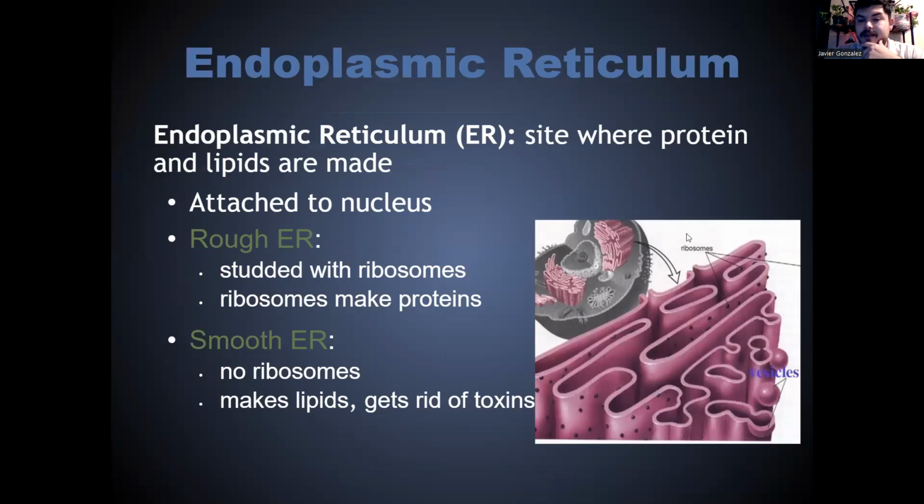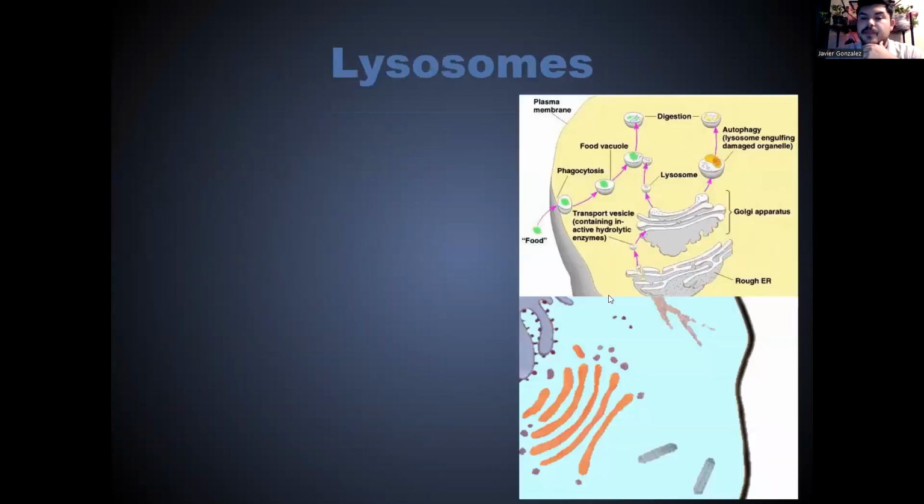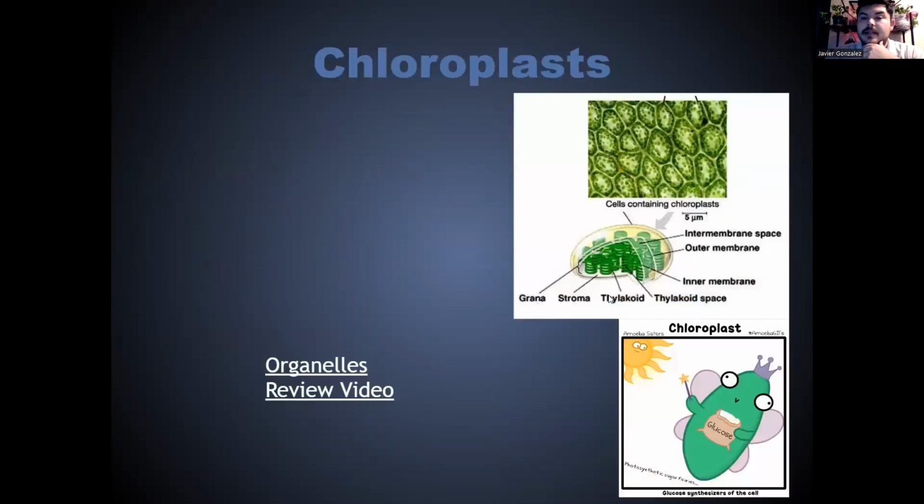Right here, we have a spherical cell. That's how you can tell it's an animal cell as well. But also the nucleus is more in the center. It's not attached to the cell wall by any means. Let's go ahead and go back to where we were at.